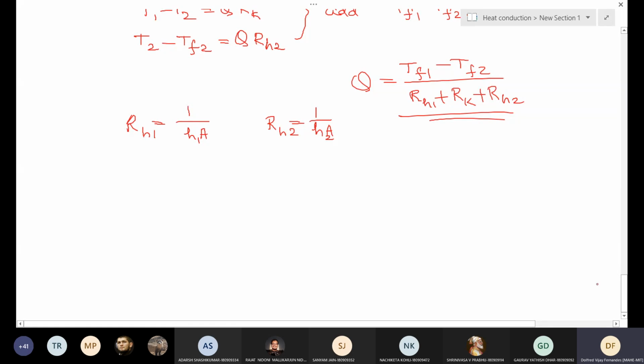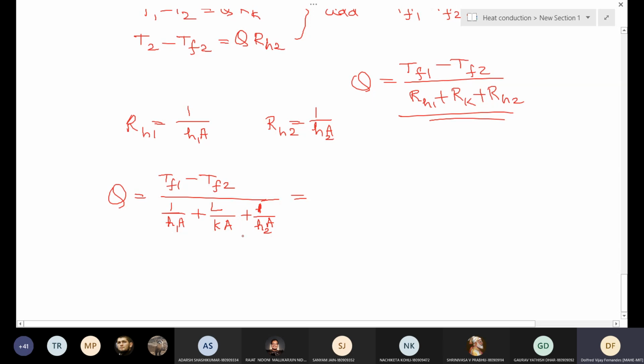Okay, one more important quantity here. I'll substitute for Q. Q equal to TF1 minus TF2 divided by, tell me now, what is RH1? 1 by H1A. RK, tell me what is RK? Thickness of the wall, that is L divided by K, thermal conductivity, into area, and then the second convection resistance, 1 divided by H2A.